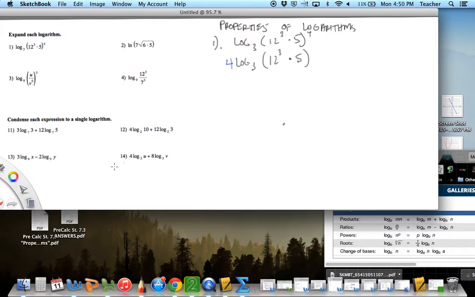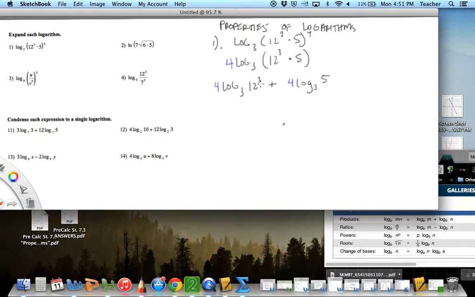And so we're going to keep this 4 right here because that's going to be a standard at this point in time. So we have 4, and then we have log base 3 of 12 to the third plus log base 3 of 5. Okay, now we'll put that 4. I just didn't put the 4 on there because I had to put it in blue, and so that 4 is just still staying in the problem here. All right, so now we have 4 times log base 3 of 12 to the third plus 4 log base 3 of 5.